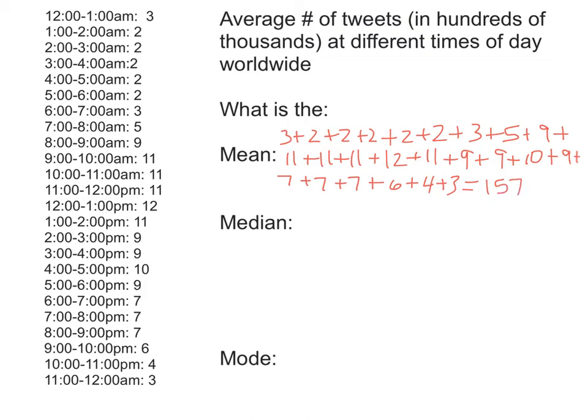157. So we have a total of 157, and now we need to divide that answer, 157, I'm working into my median space here, sorry. 157 divided by 24 hours in a day that we added up. That ends up being 6.5416. We can just round that for now to, I suppose, 3 decimals, 6.542. So on average, the mean, there are 6.5 approximately hundreds of thousands of tweets per hour during a day.